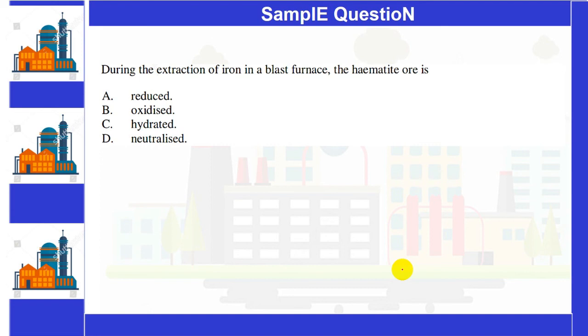During the extraction of iron in the blast furnace, the hematite ore is going to be: reduced, oxidized, hydrated, neutralized. We know C and D cannot be the options. Only reduced or oxidized can be options, because all the reactions happening in the blast furnace are redox reactions. Any one from A, B can be the option. You have to find out and let me know in the comment section.